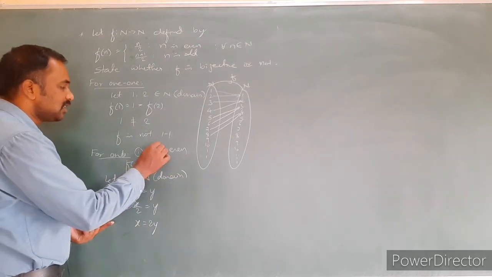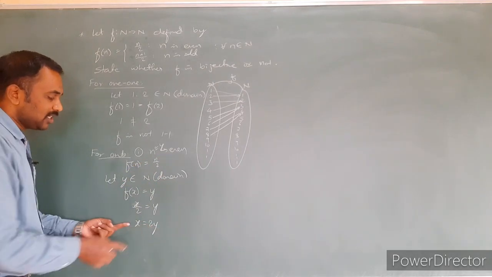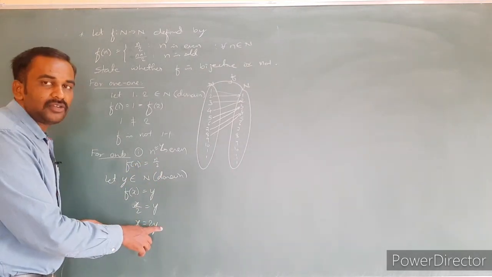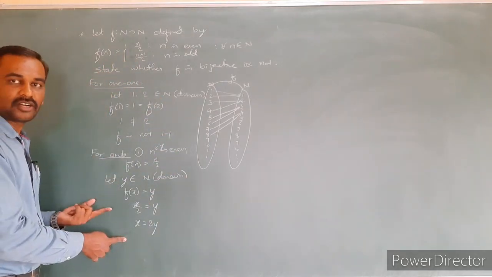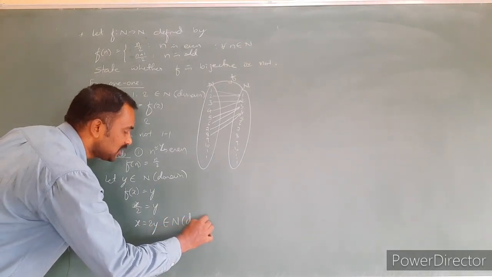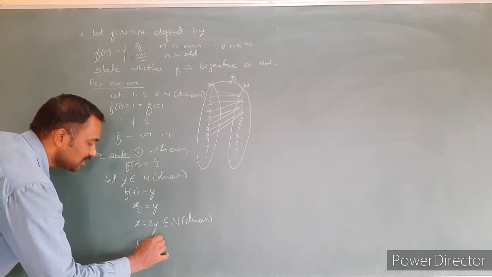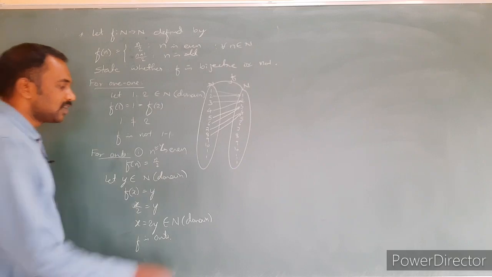Whenever y is an even number, is x present in the domain set or not? 2 into any even natural number is obviously present in the domain set N, which means it satisfies the condition. Therefore f is an onto function whenever y is an even number.